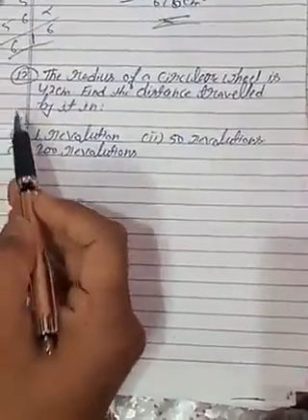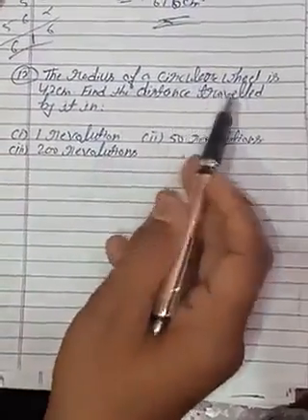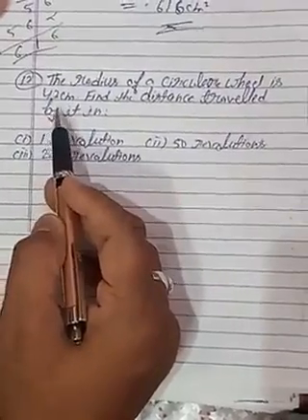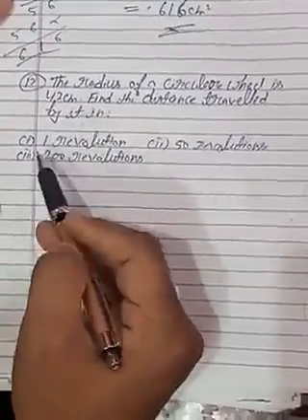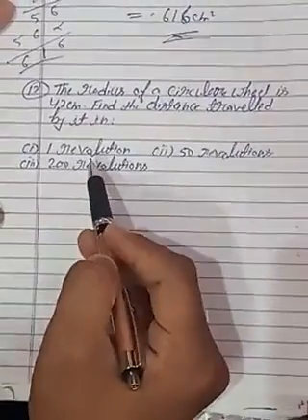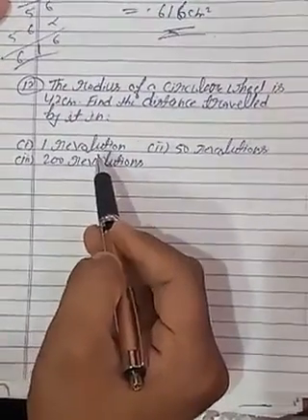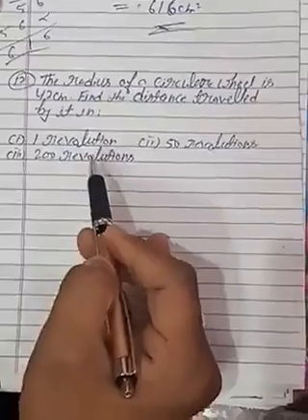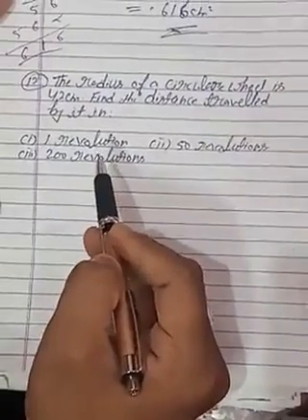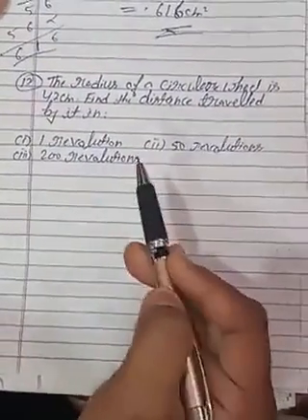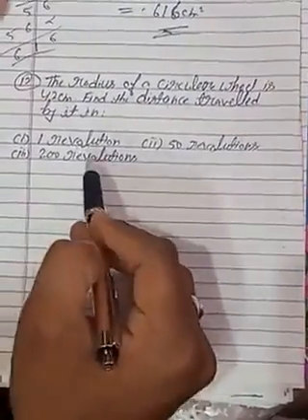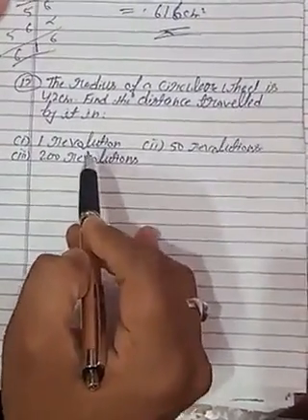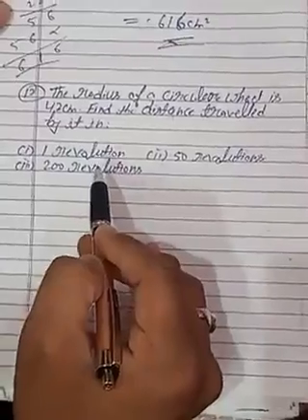Now students, see question number 12. The radius of a circular wheel is 42 centimeter. So the radius is given of the circular wheel. Find the distance traveled by it in one revolution. So we have to find the distance traveled by that wheel in one revolution. So students, the distance traveled by the wheel in one revolution is its circumference. So for that we will find the circumference of that circular wheel.